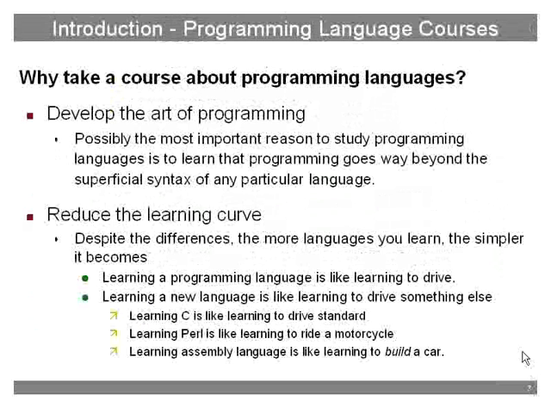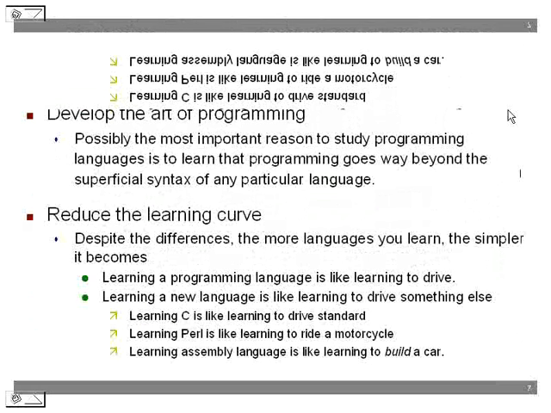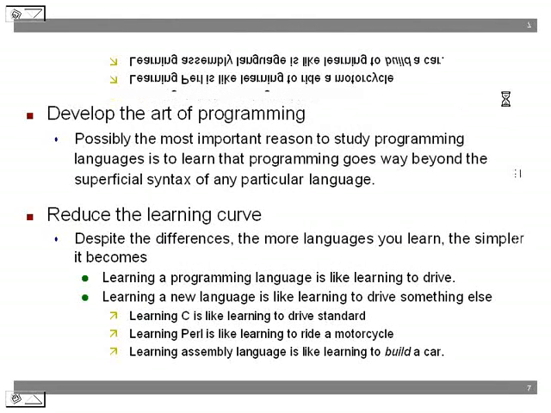And now as we move back to C, we'll see that there's some things that we have to do that we didn't need to do in C++ because it was done for us automatically. Learning Perl is like learning to ride a motorcycle. Powerful, fast, but there's some things that we'll need to learn above and beyond what we've learned already. Learning assembly language is like learning to build a car, and that will be the challenge of your professor as he or she teaches you assembly language.